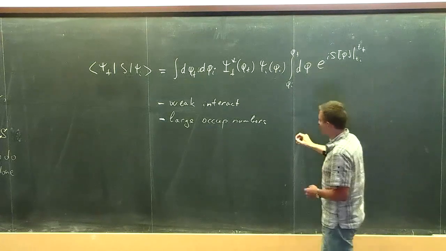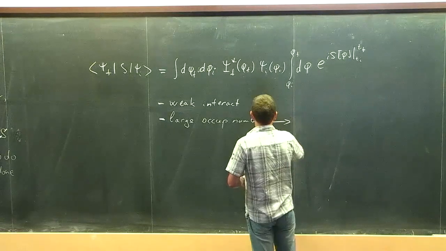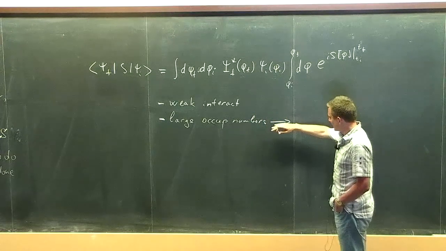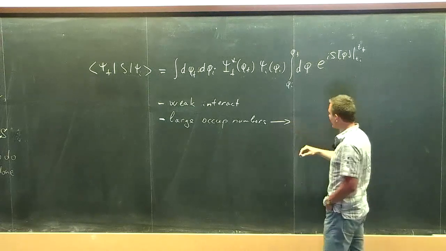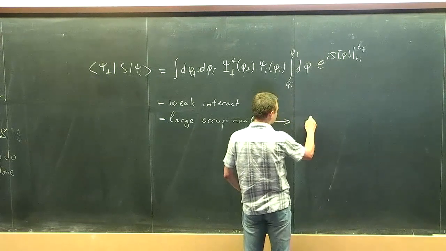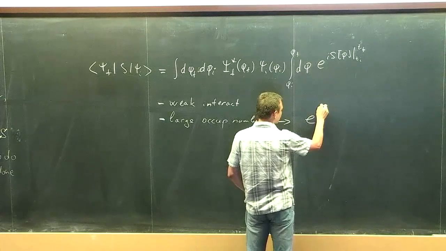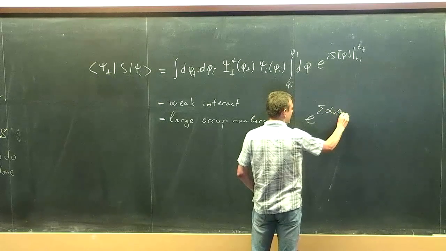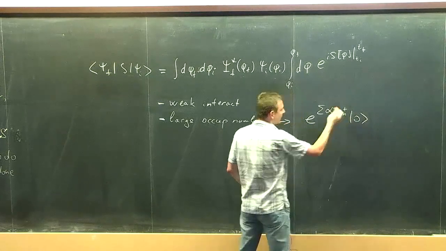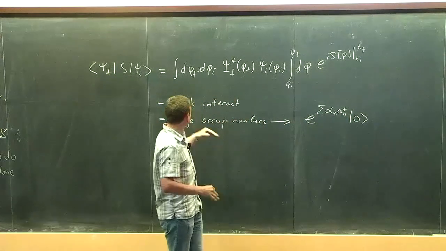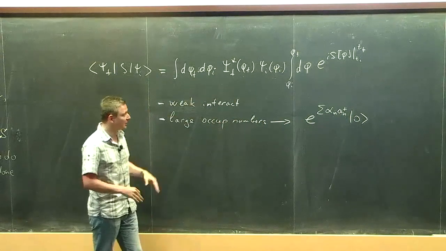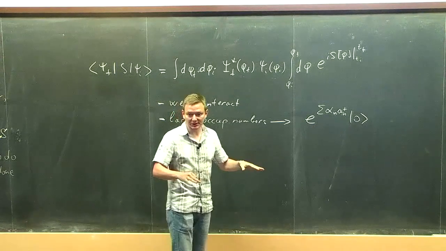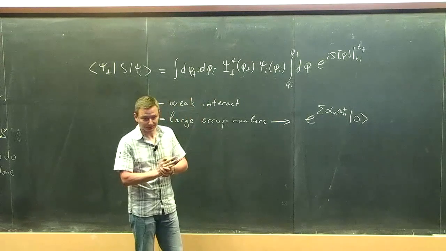Let me be more specific. What do I mean by large occupation numbers? What particular initial and final states will I be interested in? These are coherent states. They are produced by acting with an exponential on the vacuum. Here I use the first condition, that the interactions are weak. So in the initial and final states, the system linearizes and is described by a collection of free particles.